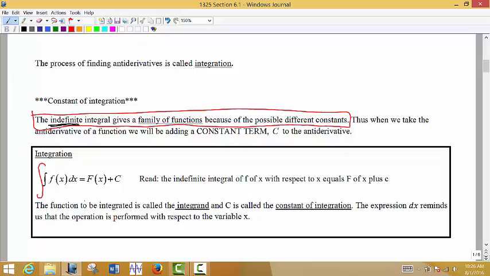Whatever function we are going to integrate is called the integrand, and c is called the constant of integration. The dx that we have here is going to remind us that we are integrating with respect to one specific variable, and that might be x or some other variable, but it tells us what variable we're using for the original function.